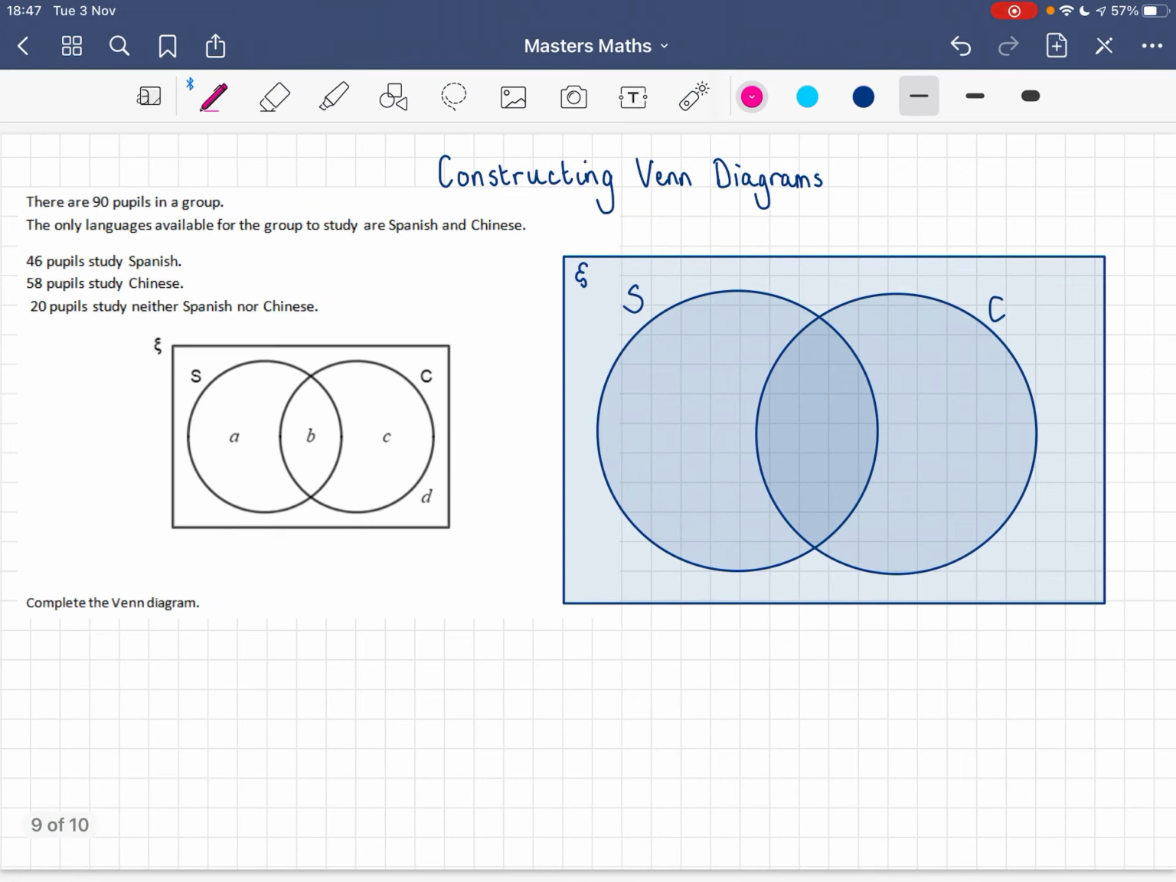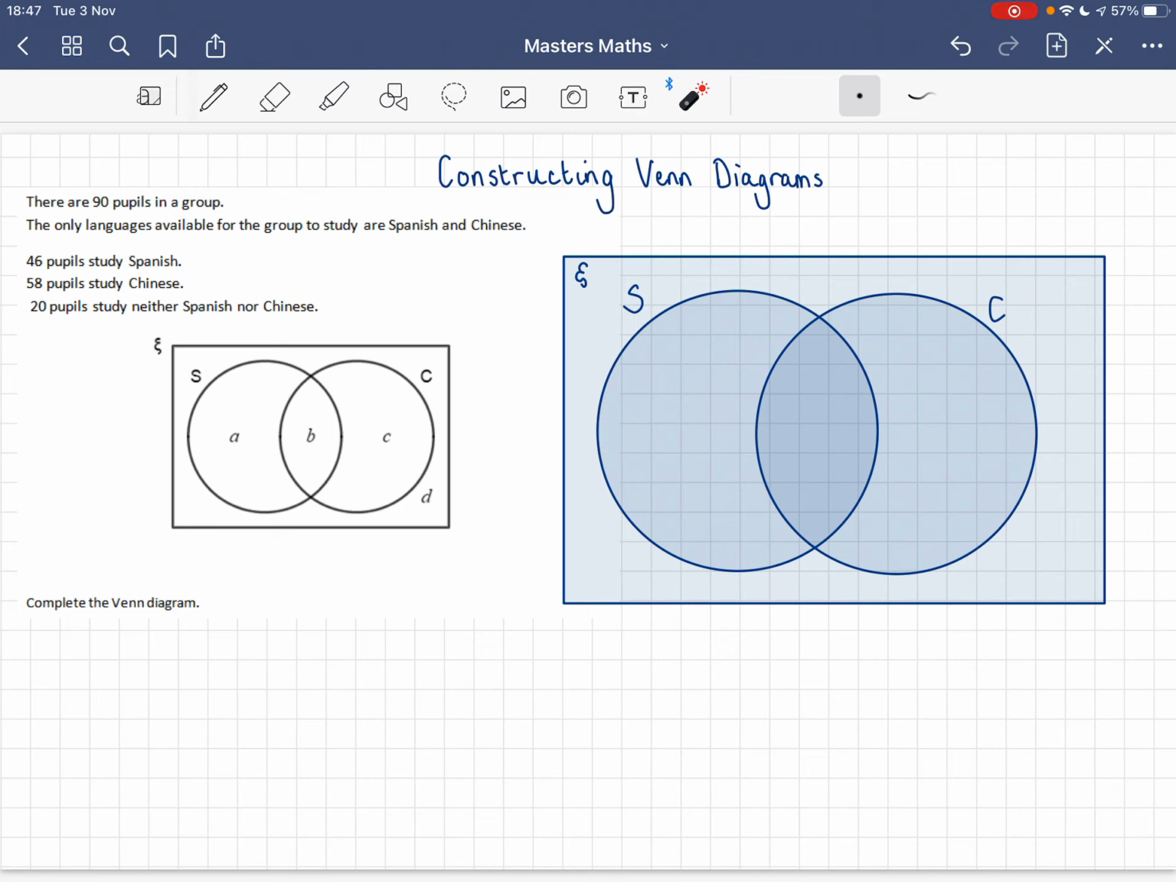The next one, I've included this because it's a little bit different to solve because we're not given the overlap. We have 90 pupils in this group. So again, our box, our universal set has to contain those 90 students. The only languages for this group are Spanish and Chinese. So again, I have an S circle for Spanish, I have a C circle for Chinese.